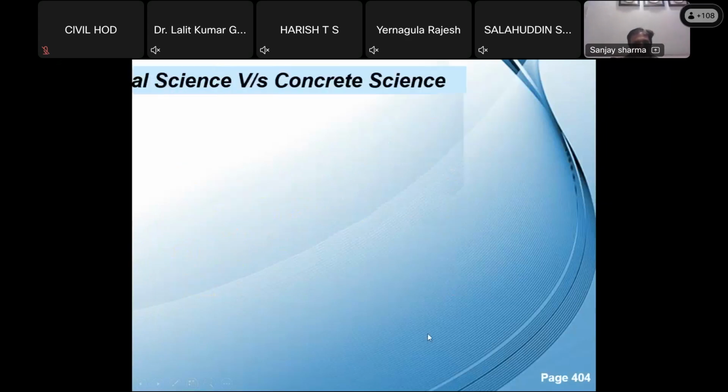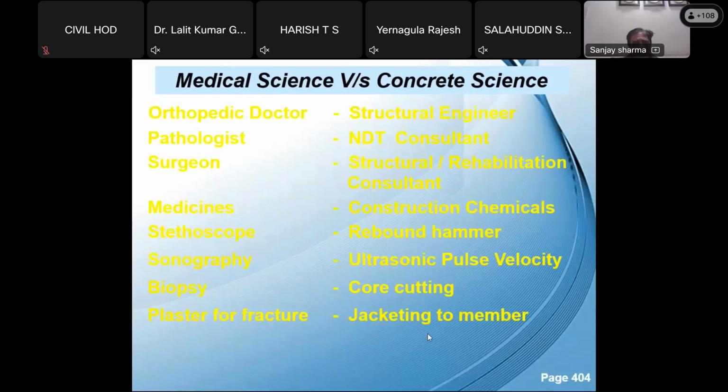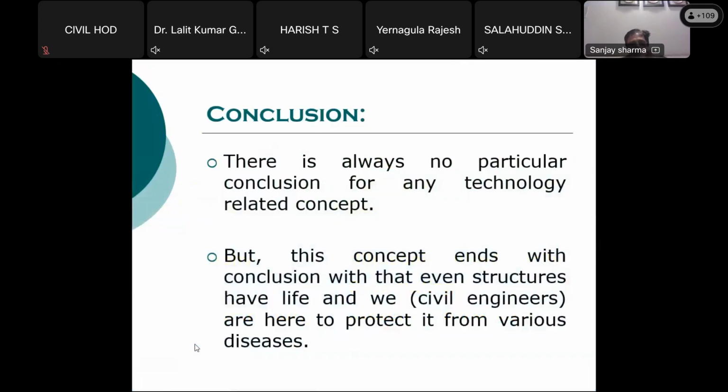This is very similar to medical science. Medical science is a little bit more developed, but here again we can compare: orthopedic doctor is your structural engineer, pathologist is your NDT consultant, surgeon is your structure rehabilitation, medicine is your construction chemicals, stethoscope is your rebound hammer, sonography your UPV, biopsy your core cutting, and then jacketing also by plaster, etc. So all those things can be compared.